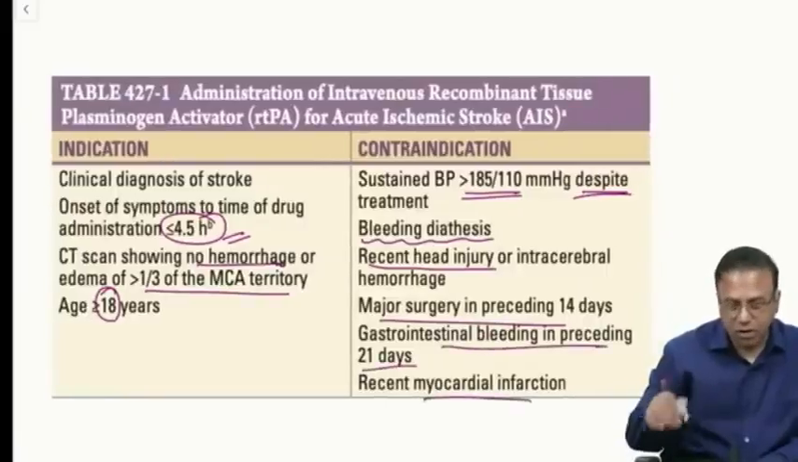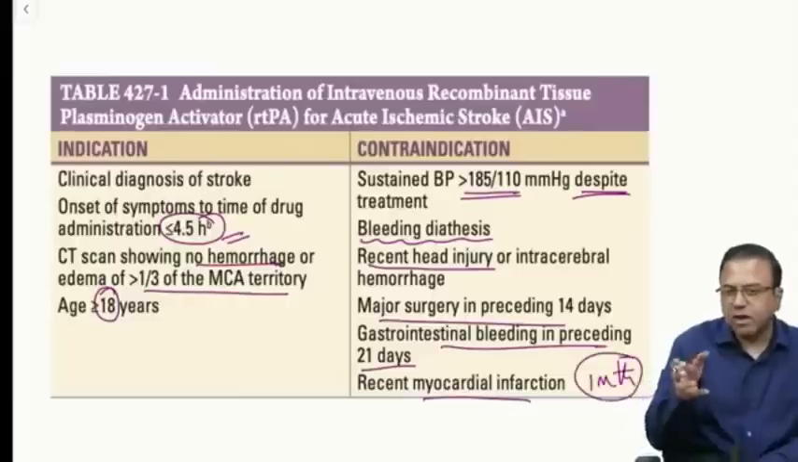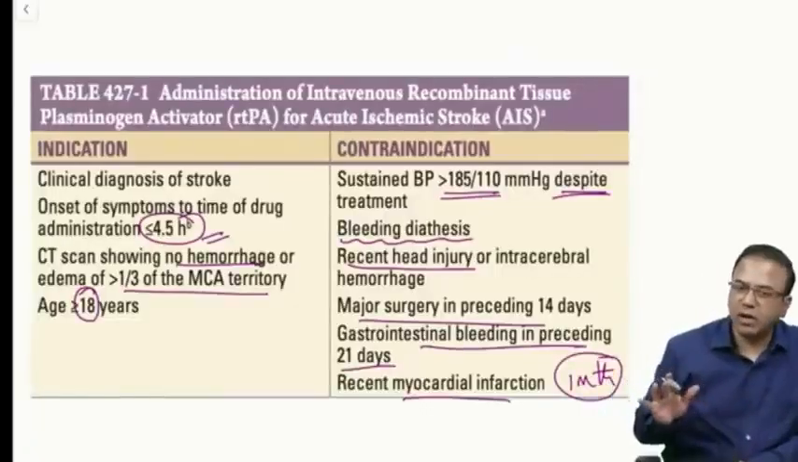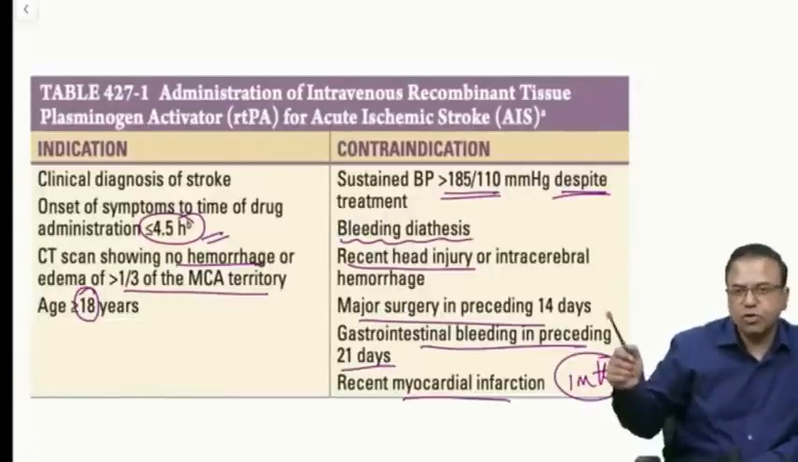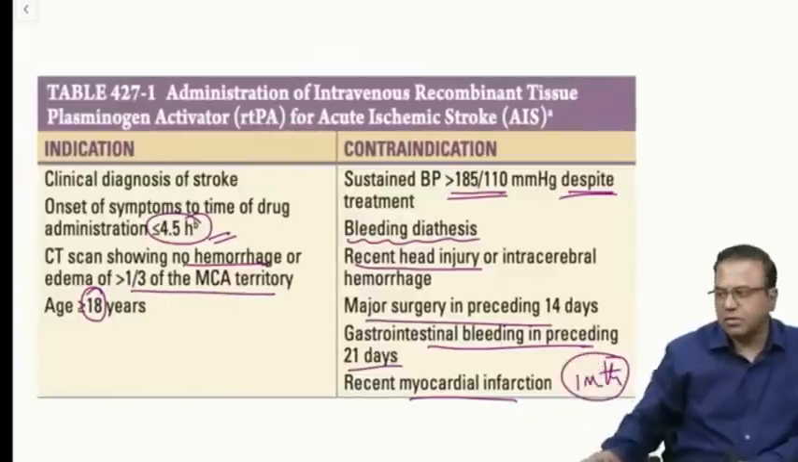Now recent means how much? 1 month. Earlier they used to say 3 months. They're saying myocardial tissue is fragile. You give thrombolytic, it'll rupture. Free wall rupture means tamponade, patient will die. So up to 1 month post MI, don't give thrombolytic. So these are the contraindications. Be familiar with this, otherwise you'll have a problem.